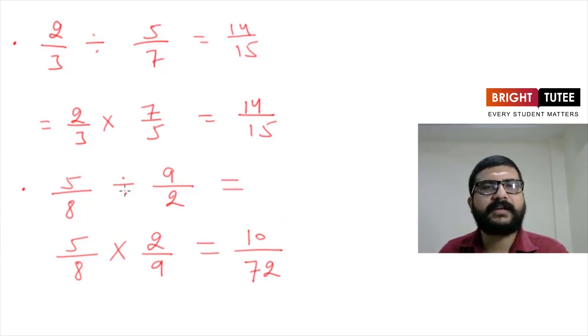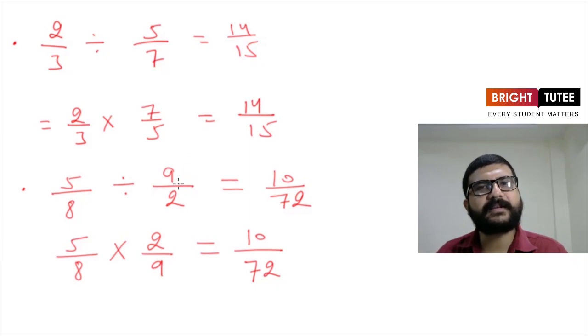So therefore 5 upon 8 divided by 9 upon 2 is equal to 10 upon 72. So this is how we divide two fractions. Can we use the same thing for dividing two rational numbers also? Yes, we can do that. So let's take two rational numbers now. Let's say we are having minus 5 upon 7 divided by 2 upon 3.